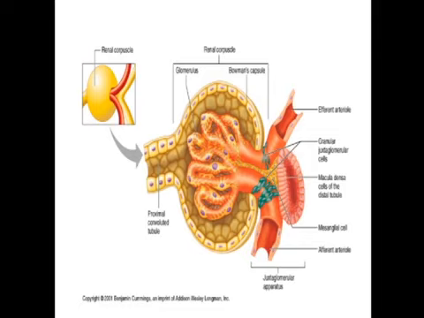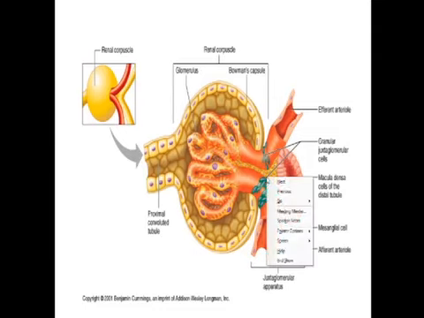The juxtaglomerular cells secrete a hormone called renin, which is an acid protease that catalyzes the cleavage of the plasma protein angiotensinogen to angiotensin 1. These cells are innervated by postganglionic sympathetic nerve fibers, which are believed to stimulate renin secretion.